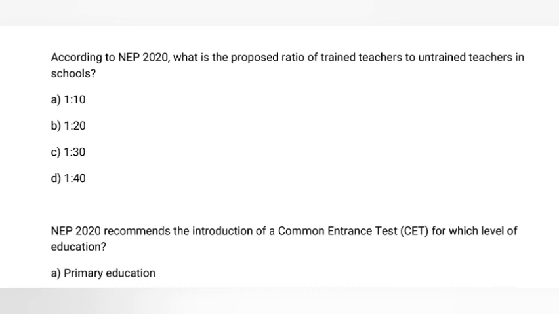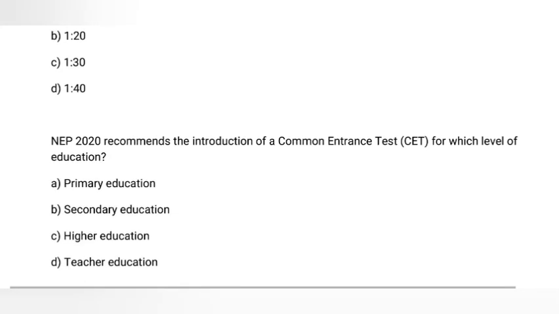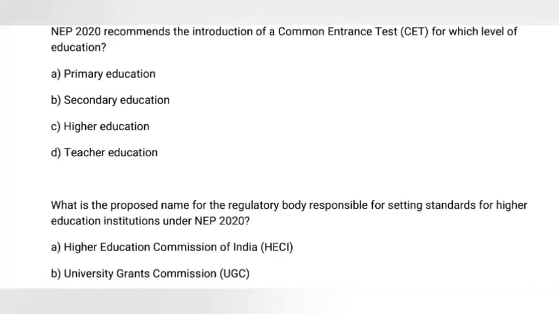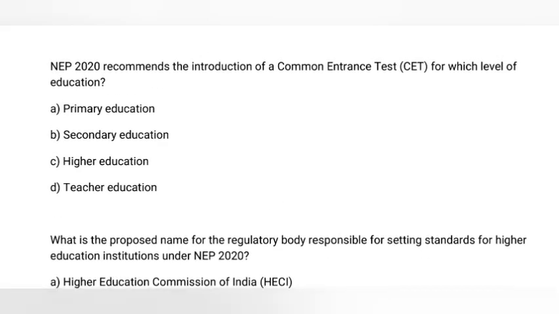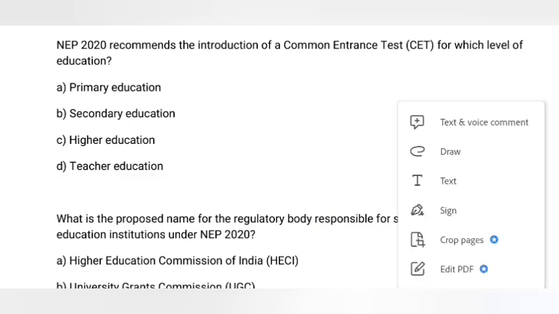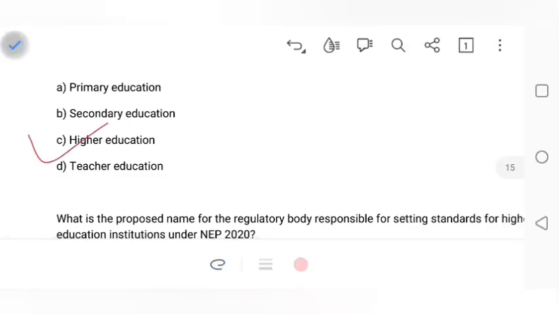According to NEP 2020, what is the proposed ratio of trained teachers to untrained teachers in schools? Okay, it will be 1:30. NEP 2020 recommends the introduction of a common entrance test, CET, for which level of education? So it will be higher education. Common entry for higher education.